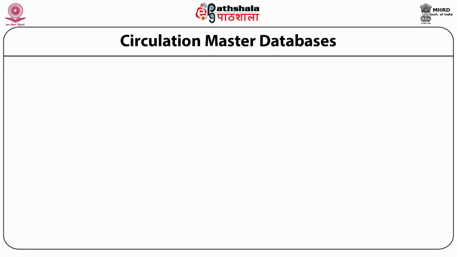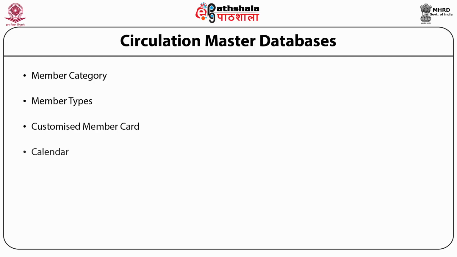Circulation master databases. Circulation master allows the library staff to define parameters needed to take care of circulation operations in the library. One should have defined parameters in the member type, categories, privileges, calendar, customized member card, institute details, interlibrary loan details, etc. before you start with the other functions of the circulation module.